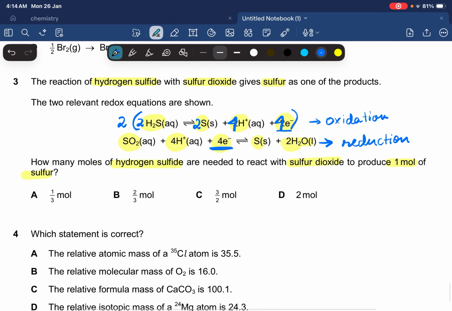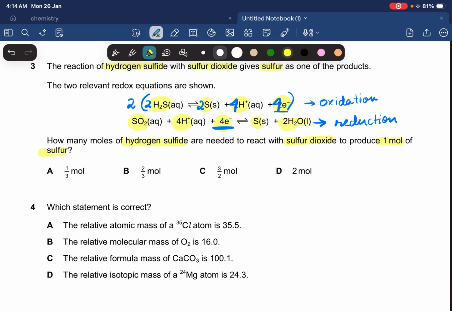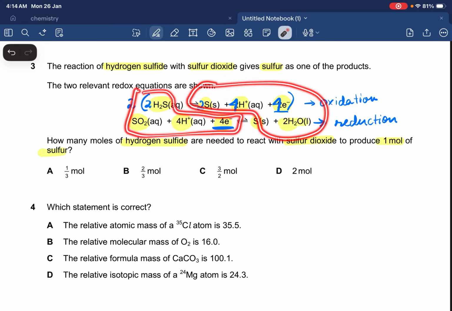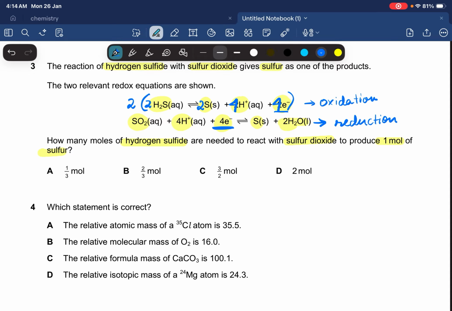How do we combine the two equations? We write all the things that are on the left side on the left side, and all the things that are on the right side on the right side. So over here I'm going to form my combined equation. So I have 2H2S plus 1 sulfur dioxide plus 4H plus 4 electrons. I'm going to cancel out the things that appear on both sides later on, and then it's a reversible reaction.